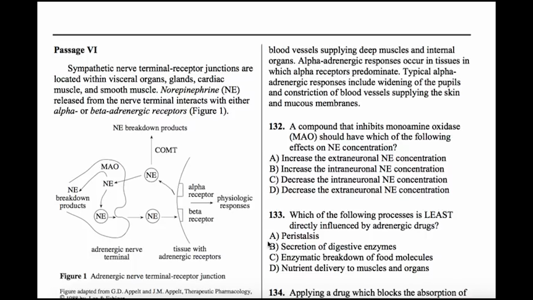All right. So this passage says, sympathetic nerve terminal receptor junctions are located within visceral organs, glands, cardiac muscle, and smooth muscle. Norepinephrine, which we know is a neurotransmitter that's used in the sympathetic nervous system, released from the nerve terminal, interacts with either alpha or beta adrenergic receptors, okay? And here is a figure that describes that.